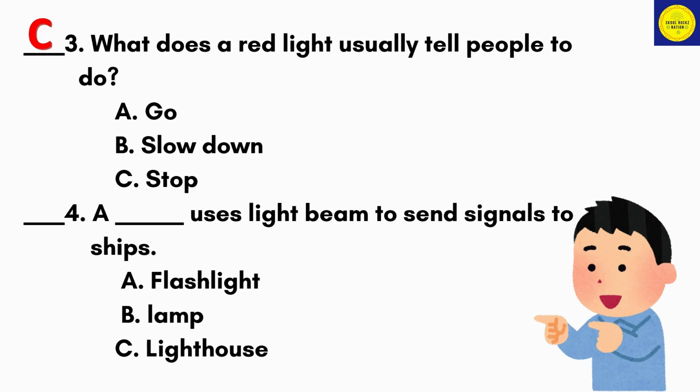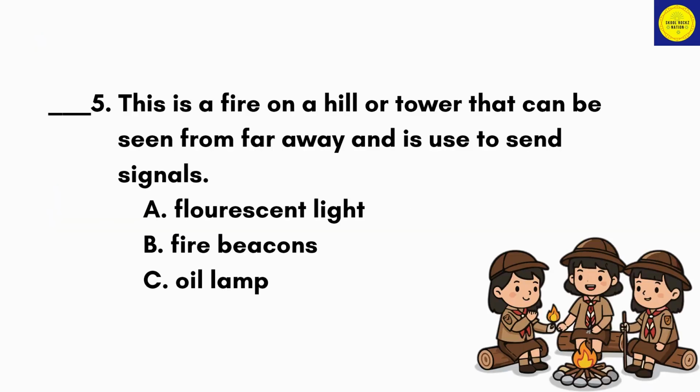3. What does a red light usually tell people to do? C. Stop. 4. A blank uses light beam to send signals to ships. C. Lighthouse. 5. This is a fire on a hill or tower that can be seen from far away and is used to send signals. B. Fire beacons.